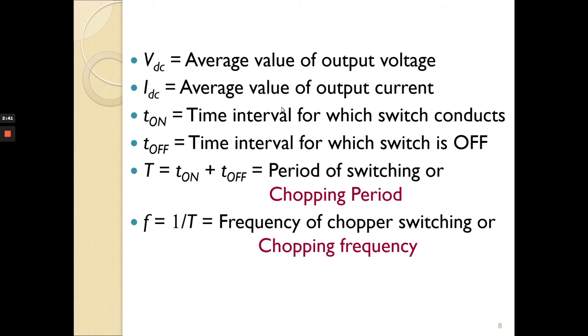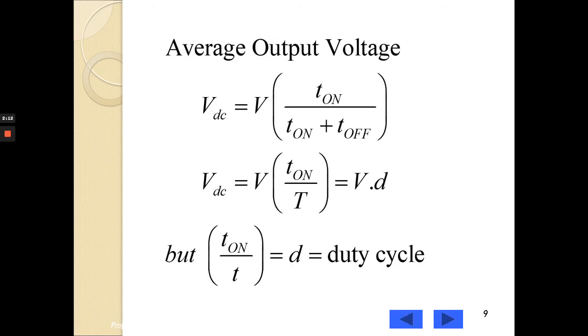Consider VDC is the average output voltage across the load. IDC is the average value of output current. T on is the time interval for which the switch conducts. T off is the time interval for which the switch is off. So T equal to T on plus T off. It means the period of switching or chopping period. And frequency F equal to 1 by T, that is the frequency of chopper switching or chopping frequency.